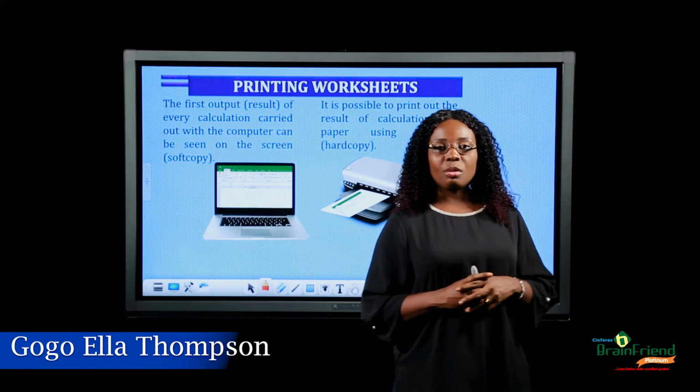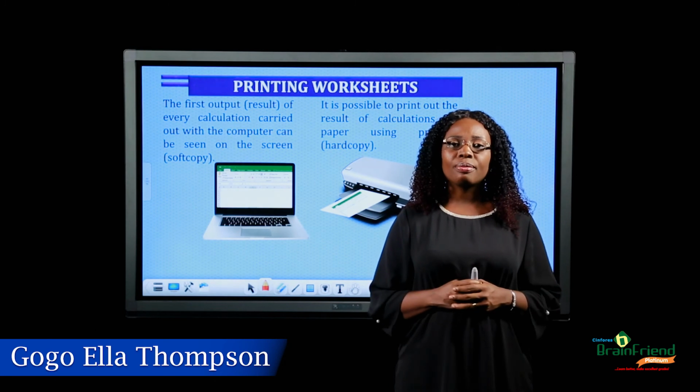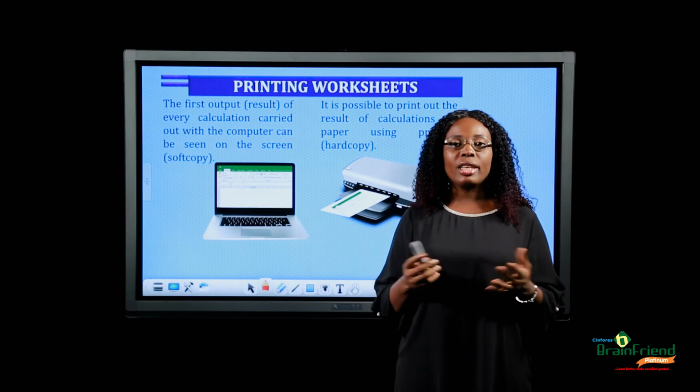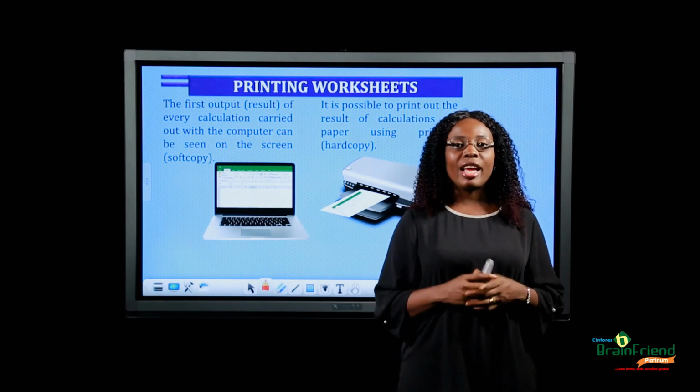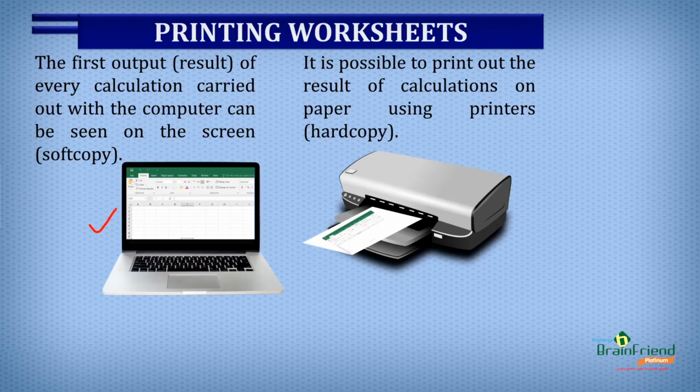Having entered all types of data and formatting your worksheet, you can print it out. You can make as many original copies as possible. Usually, the first output of any calculation is displayed on the monitor, and this is called the soft copy. You can also print it out on paper to have a hard copy. You can do the printing using printers. Now, let's go back to our worksheet to print out the table.